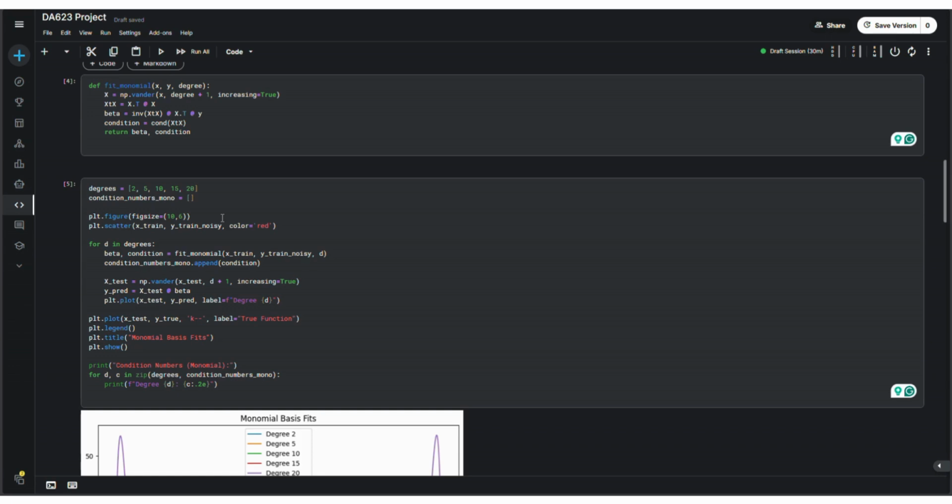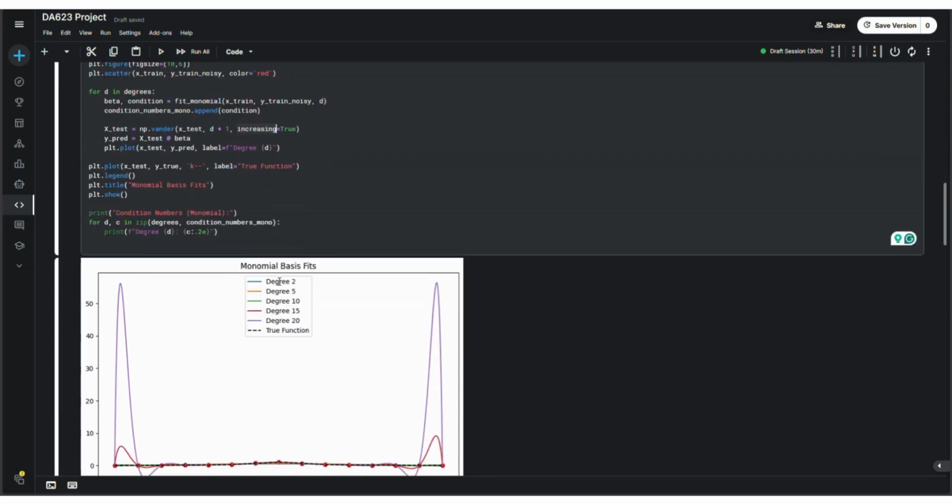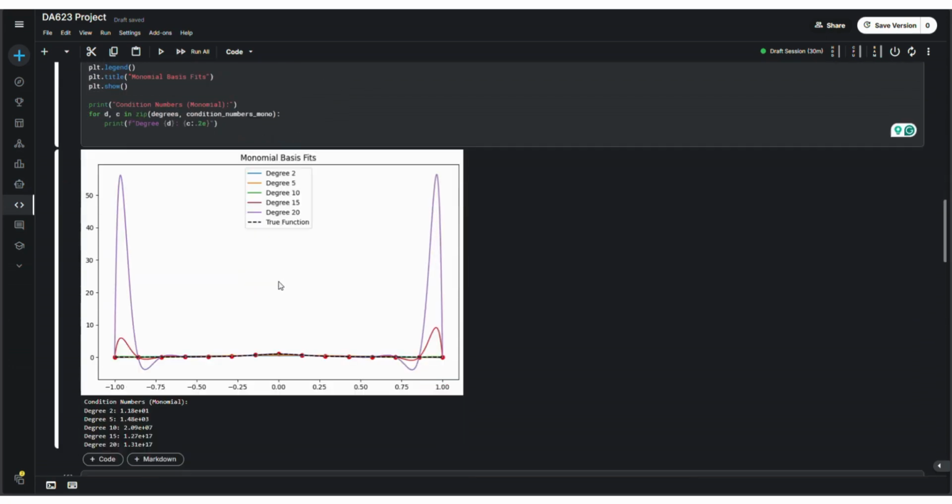Up to x raised to power d. After that, I have computed the least squares solution using the normal equation, which is w equals (X transpose X) inverse times X transpose y. I have also computed the condition number of X transpose X. If the condition number is large, the matrix inversion becomes numerically unstable.